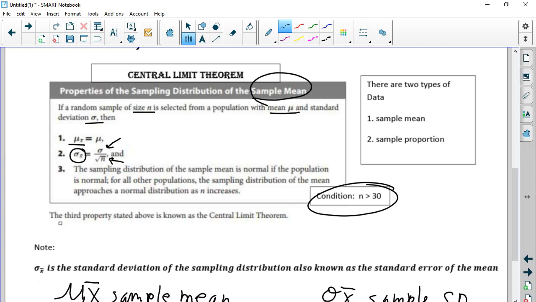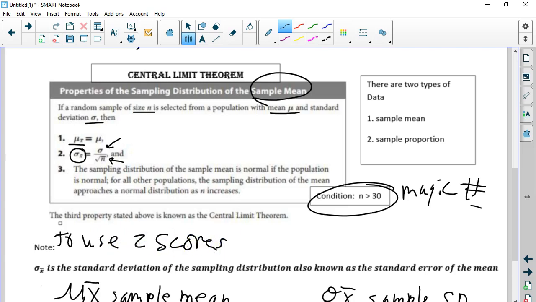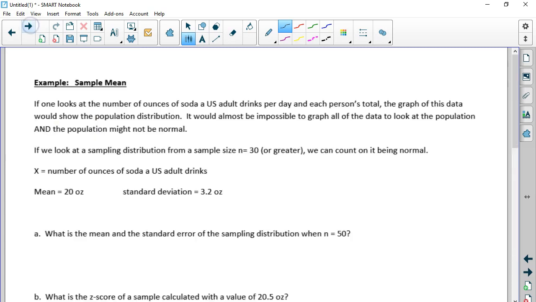We want to have at least 30 in our sample. Okay, that's our magic number. I'm going to refer to that many times. Our magic number is 30. We want to have at least 30 in our sample to get a good representation. And just a note, if we want to use z-scores, the sample has to be greater than or equal to 30. So we're not going to use z-score if it's not greater than or equal to 30.